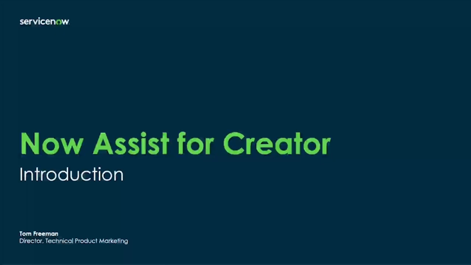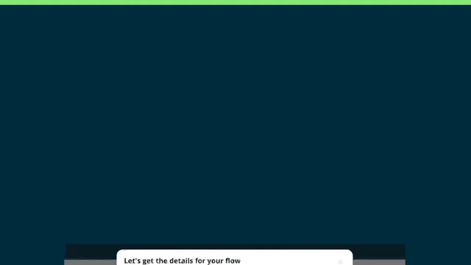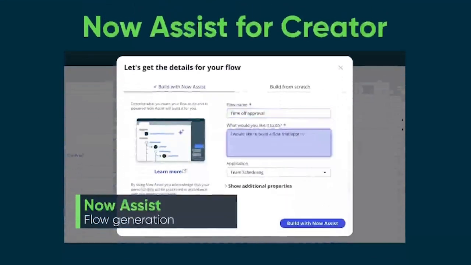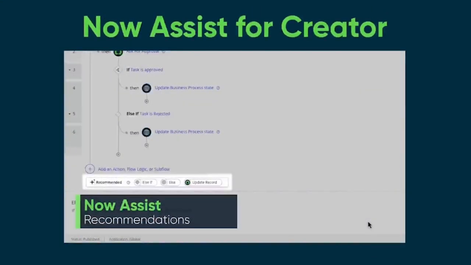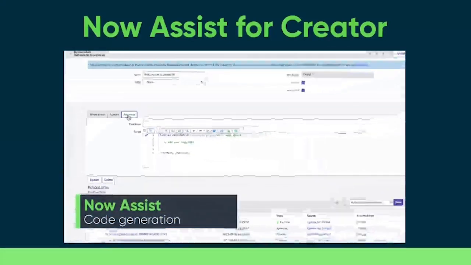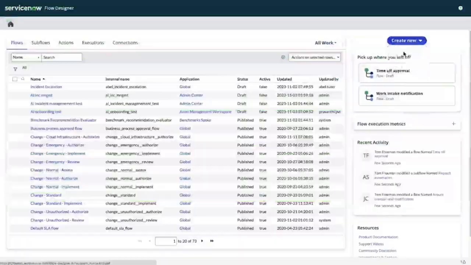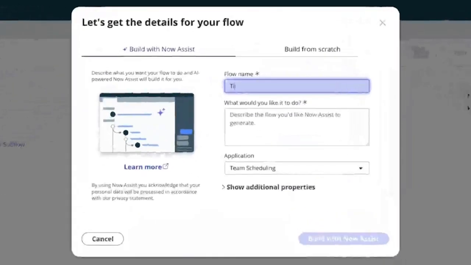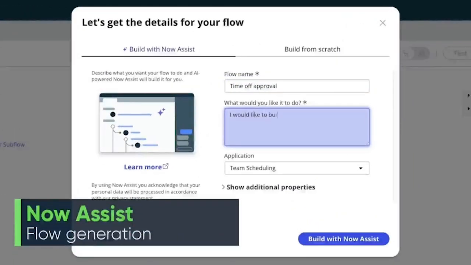Now Assist for Creator offers a variety of generative AI capabilities powered by the Now LLM to radically improve the productivity of experienced developers and lower the barrier of entry for individuals just starting to leverage ServiceNow for intelligent automation and low-code app development. Now Assist Flow Generation accelerates workflow development by transforming plain text into low-code automation.